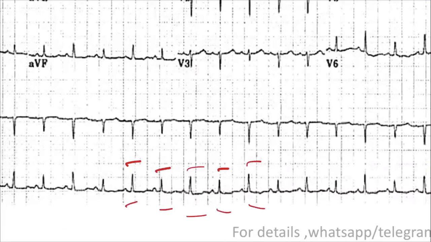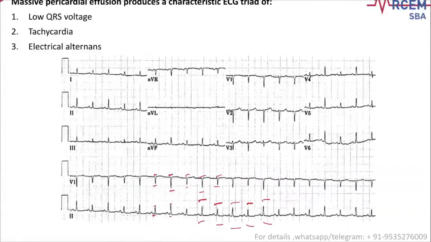At the same point of time, I said that the heart is swinging. So sometimes it will be closer to the anterior wall of your chest, sometimes it will be away from the anterior wall of the chest. Whenever it is closer to the anterior wall of the chest, the amplitude of the QRS complex is slightly on the higher side. When it is away from the wall of the chest, the amplitude of the QRS complex reduces. So it alternates because of the swinging effect. This is known as electrical alternans.